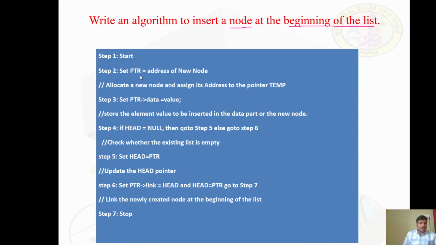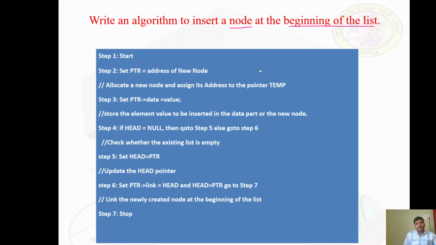Step 1, start. Set the pointer to the address of the new node, and insert the value to the data part of that node. And if head is equal to null, then go to step 5 and assign head equal to pointer and update the head pointer.